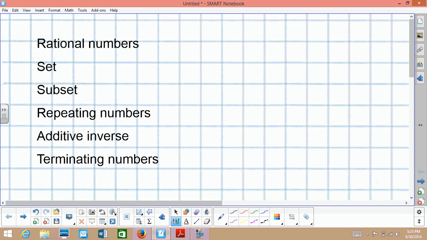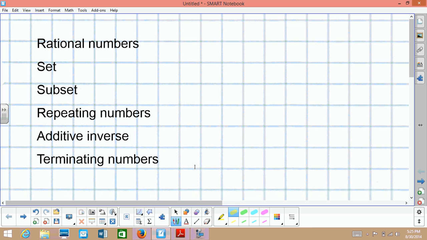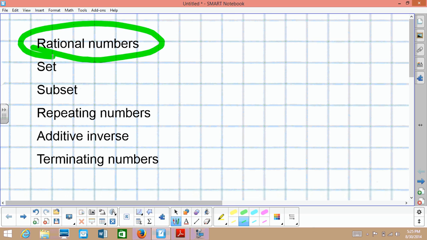I do not have the pencil that I used the other time, so it's going to look a little weird this time. But we have to cover rational numbers, making sure that you understand what a set is, what a subset means, and what repeating numbers are. Those are easy. I'm pretty sure you understand that. And then the terminating numbers. Additive inverse, we really didn't cover it, so we're going to go over it today in the video.